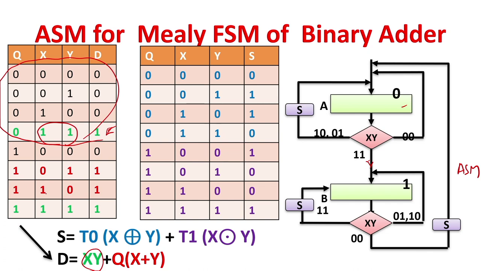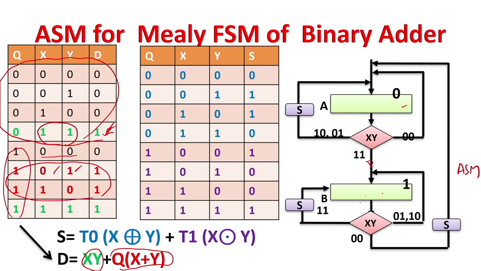So for state 1 cases, for which cases are we going to the next state, the D value? Clearly, for 0 0 cases we are going to state A. For the rest of the cases, 0 1 cases we are going to the same state again, 1 0 cases same state, and 1 1 case also we are going to the same state. So clearly this is Q equal to 1, the red part, Q x plus y, and the green part is already showing and already covered here. So the next state logic D will be x y plus Q into x plus y.